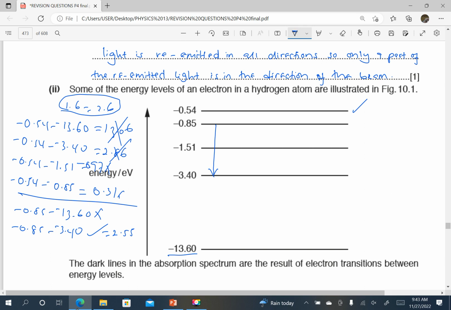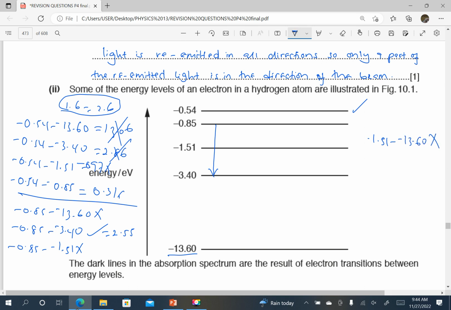Then I will say negative 0.85 minus negative 1.51. In other words, 1.51 minus 0.85. That is 0.66. It is outside the range. So I am done with that one. I can now move to 1.51. So I have negative 1.51 minus the ground state, negative 13.60. That is obviously outside the range.